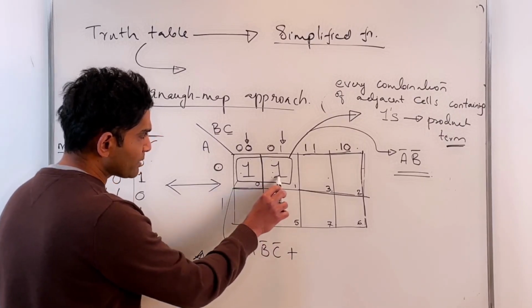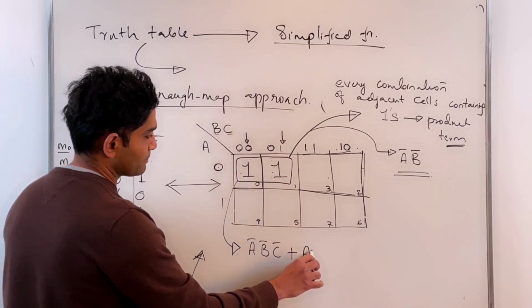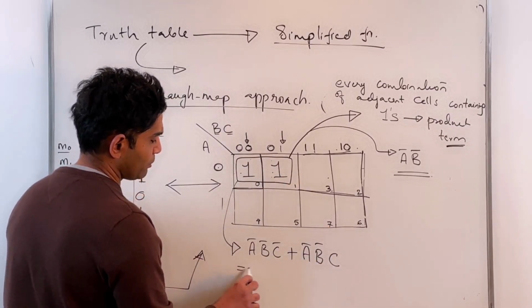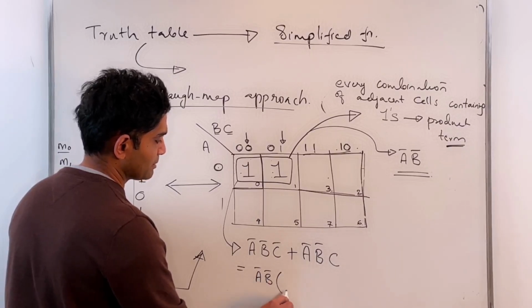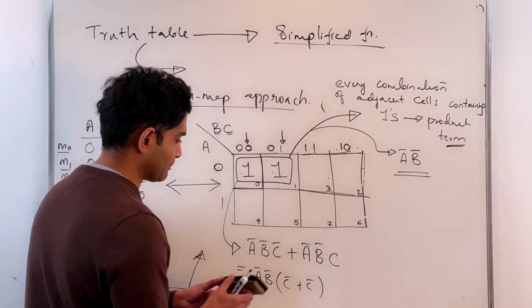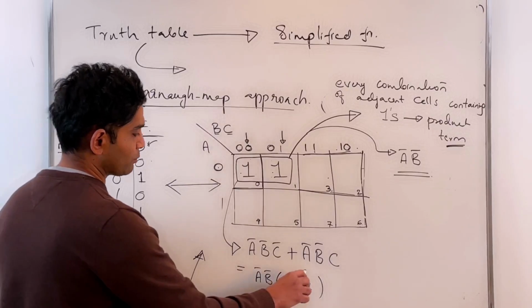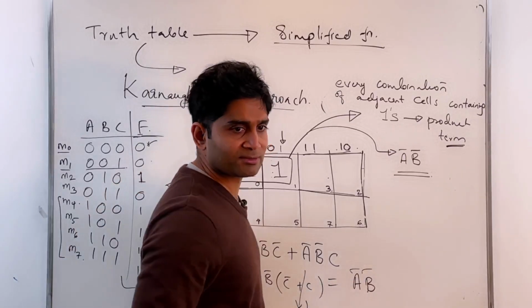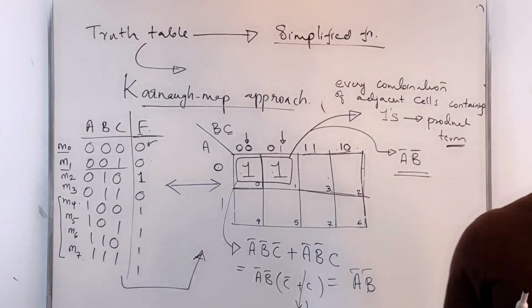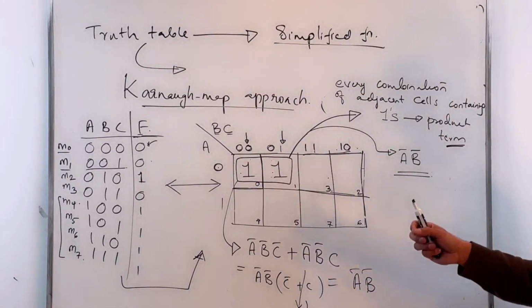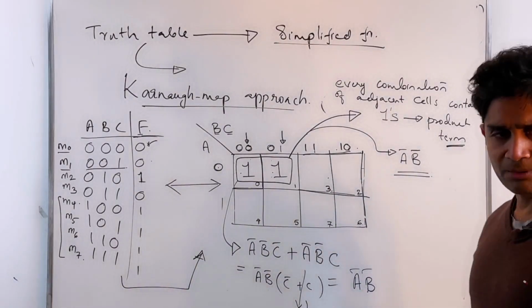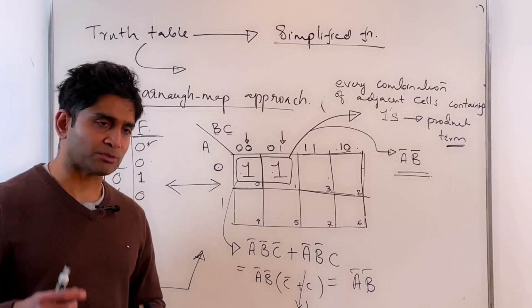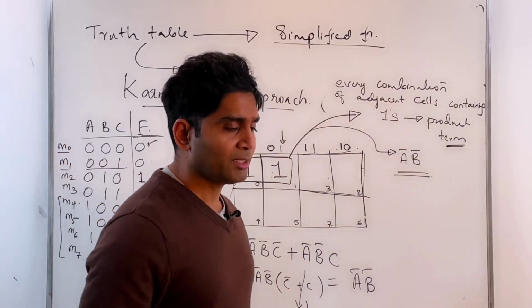And I'm combining this with this minterm, which is A prime, B prime, C. And what do you get? So I have A prime B prime as a common factor, C plus C prime, or C prime plus C, right? That goes to 1, and I get A prime B prime. So you're basically applying the same Boolean identities in the K-map, but in a more systematic, faster way, without explicitly doing the algebraic expression and trying to do the simplification. You can directly write down the product terms.